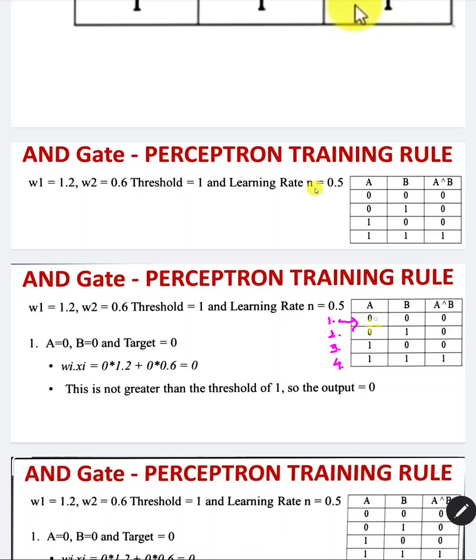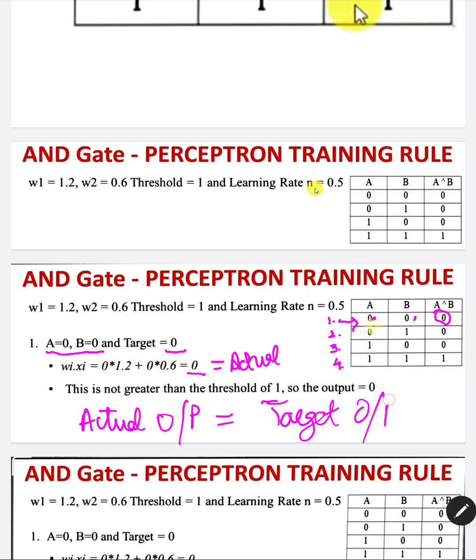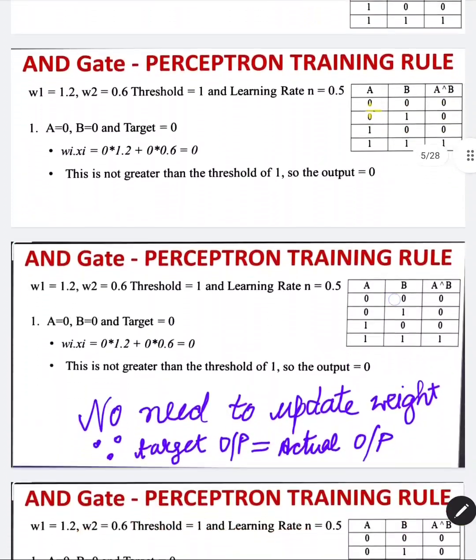0 into any weight would be 0. So we get A equal to 0 and B equal to 0, and the target is also 0. So Wi Xi would be 0 into 1.2 plus 0 into 0.6, so the answer will be 0. The target was 0 and the actual output is also 0. Since the actual output is equal to the target output, no change is required to the weight. Now we move to the next training example.